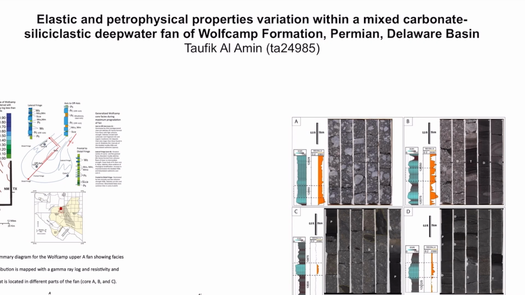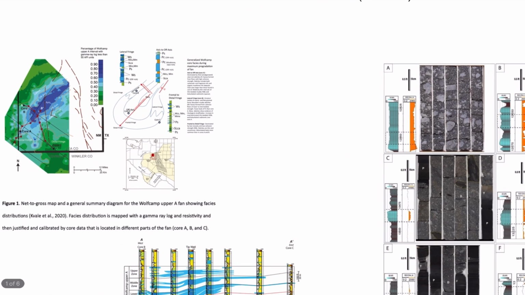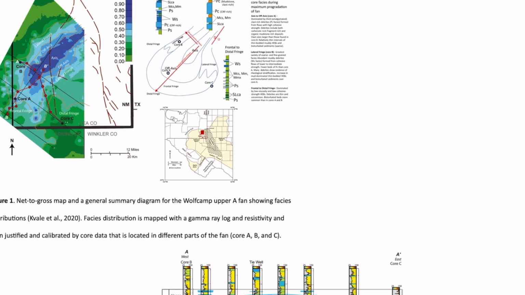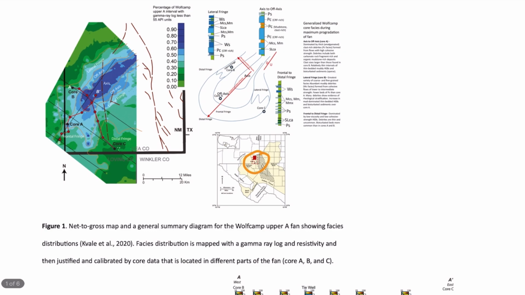My research project is about elastic and petrophysical properties variation within a mixed carbonate siliciclastic deepwater fan of the Wolfcamp Formation, Permian Delaware Basin. The data is located in the borderland of West Texas and New Mexico, and it has been highly studied before by Kvale et al., 2020.